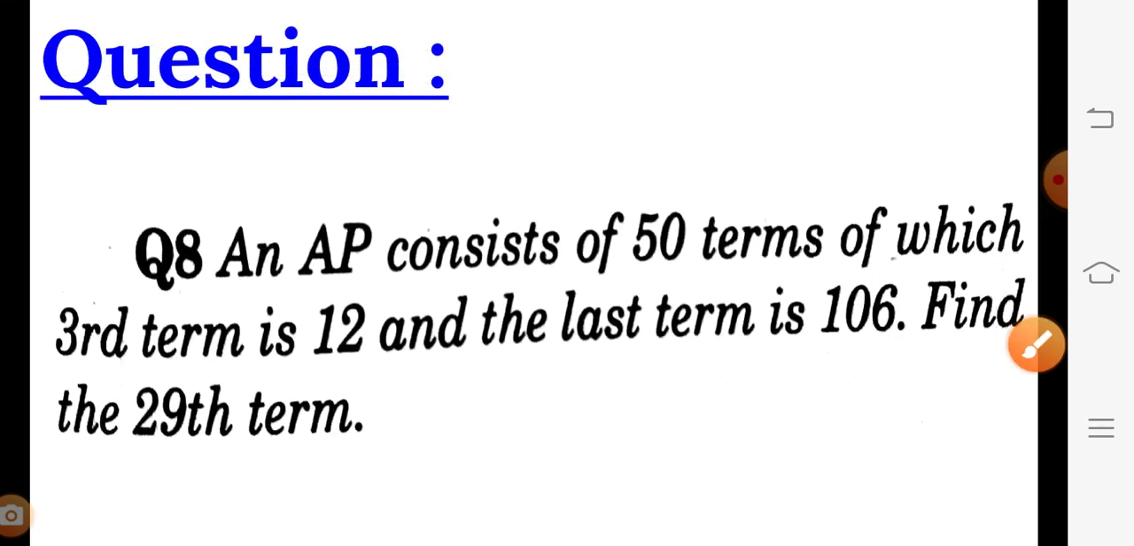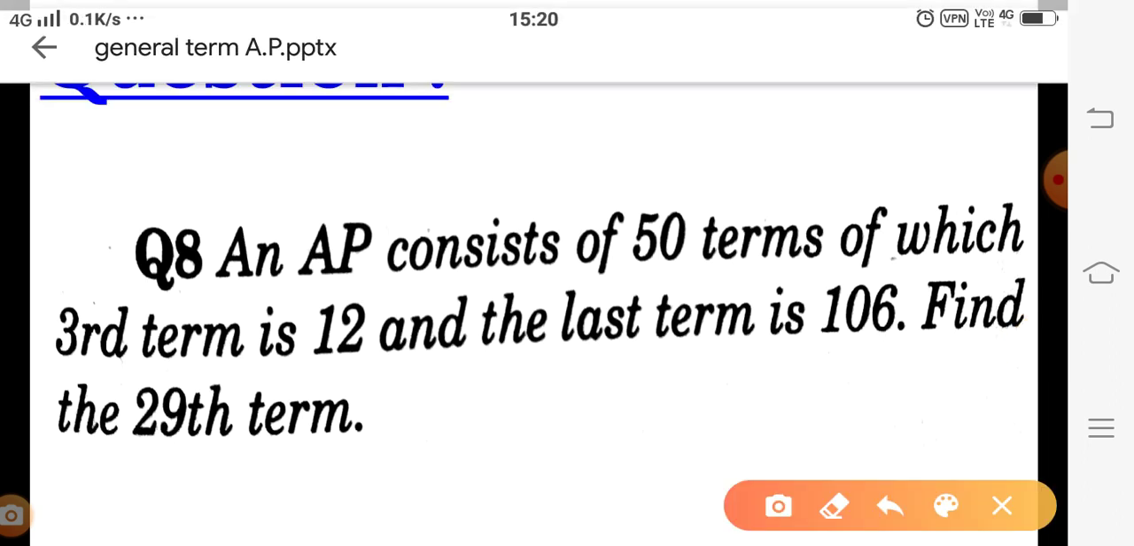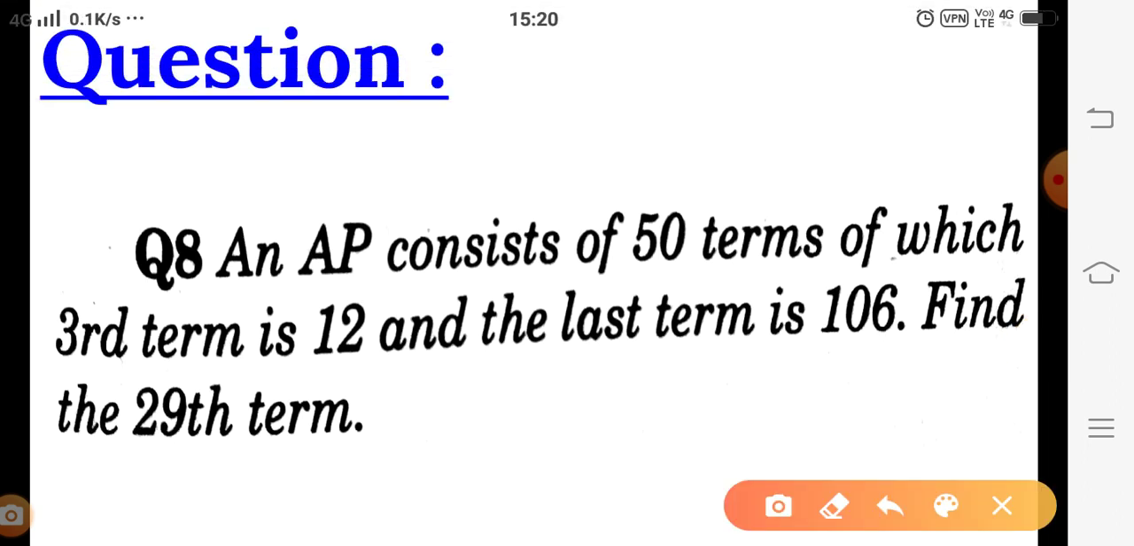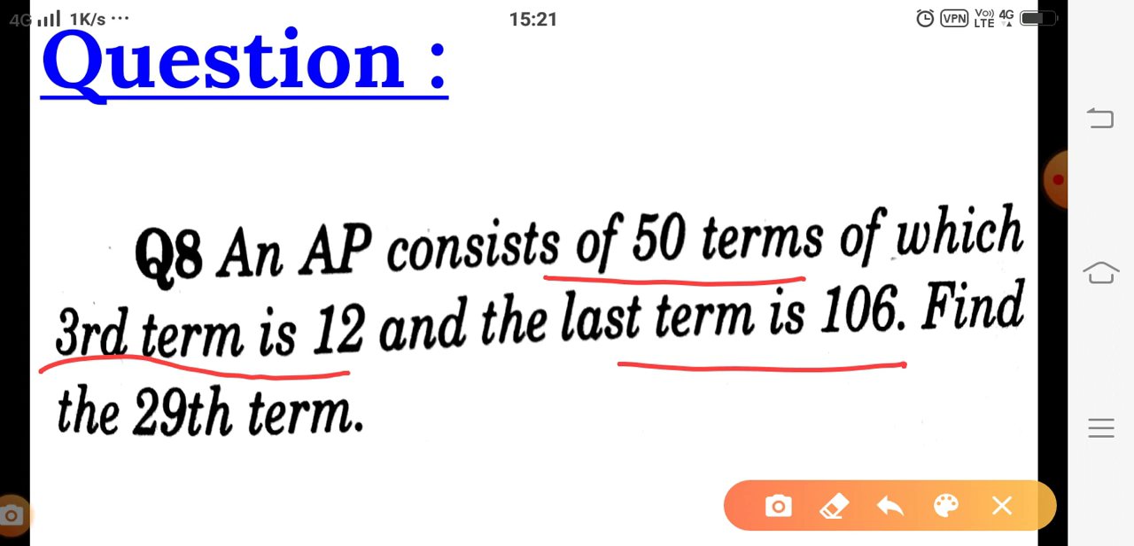Let us take one more question. This is question 8 from your NCERT book. An AP consists of 50 terms. Total number of terms is given as 50, of which the third term is 12. Third term is given 12, and the last term is 106. Means the nth term is 106. The last term is the nth term, and the total number of terms is 50. It means that this is the value of A50.